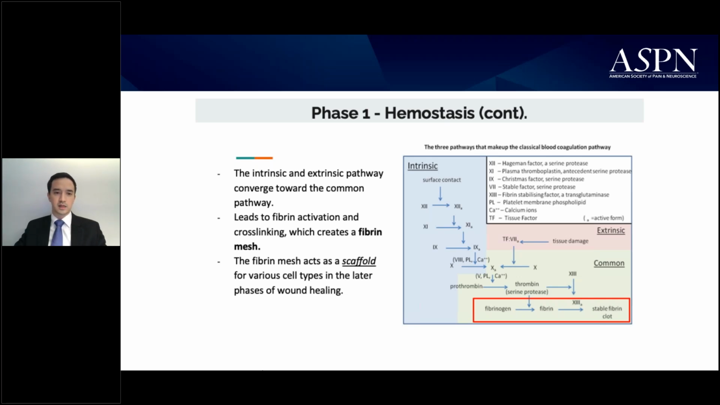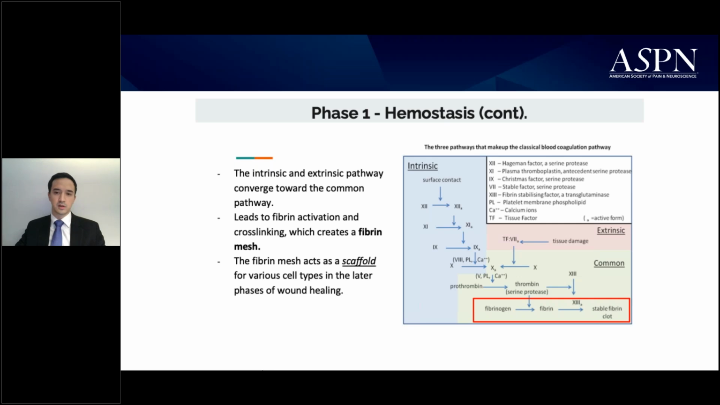Separately, factor 12 is activated by any contact with exposed collagen, specifically type 1 collagen. As you can see in the cascade, this ultimately leads to activation of factor 10 as well, which then allows factor 10 to cleave prothrombin to thrombin, consequently cleaving fibrinogen to fibrin and stabilizing those clots that we mentioned.